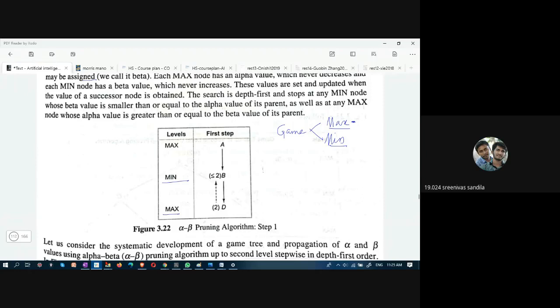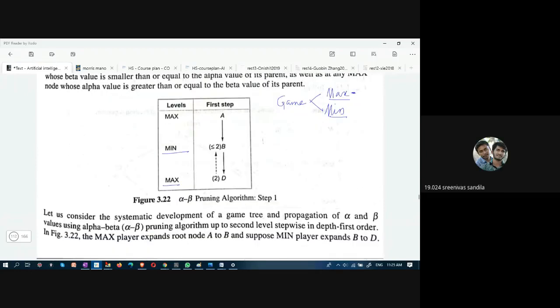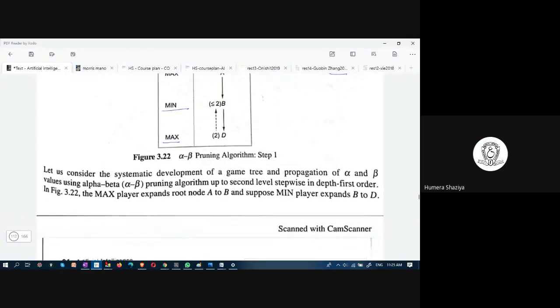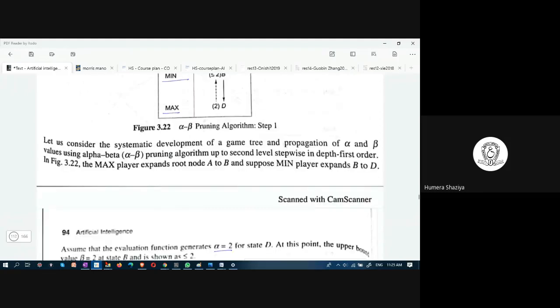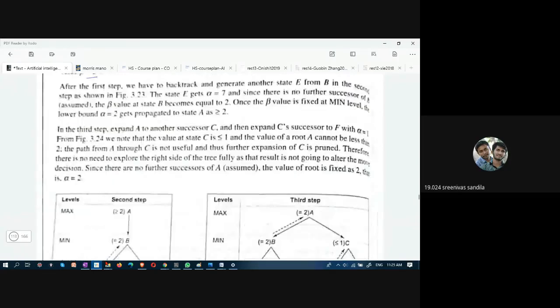Ma'am, because it is already less than 2, the minimum value. Minimum wants less than or equal to 2. Yes, maximum wants 2 or more. If it is less, it may prune. Prune means remove. Okay, ma'am, now it is clear.